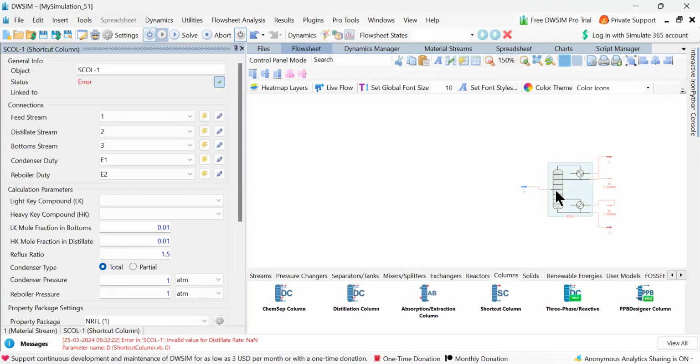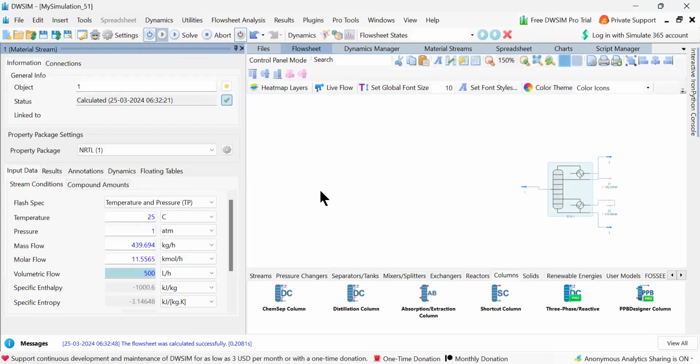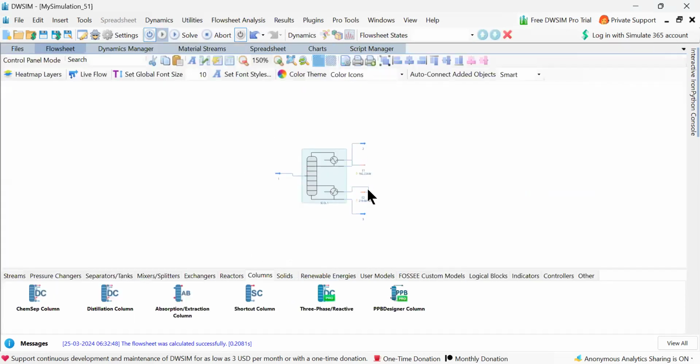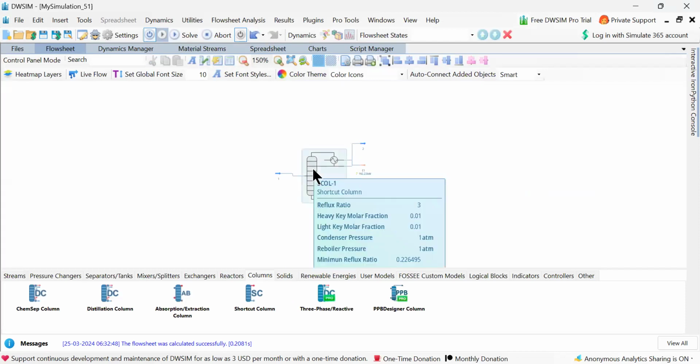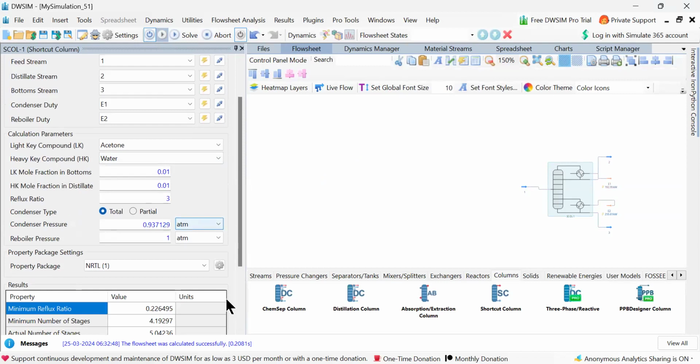Then I come to the distillation column. The light key component is acetone. Heavy key is water. Reflux ratio, let us keep it as 3. So I think the column has started running. We'll get the minimum results from the column, so let us go to the results section here.